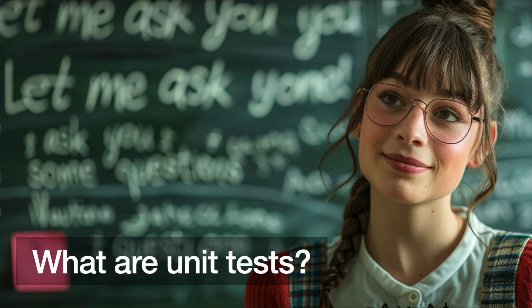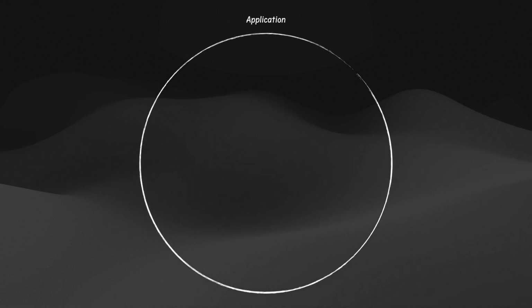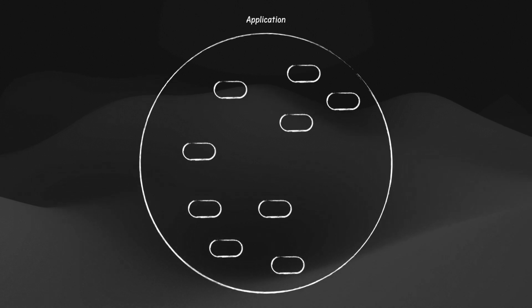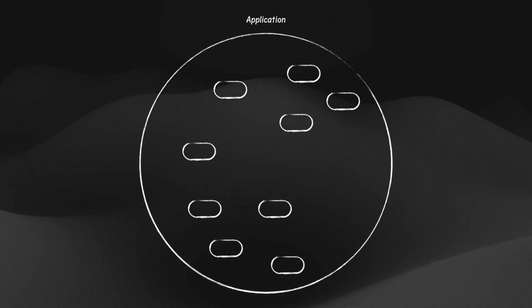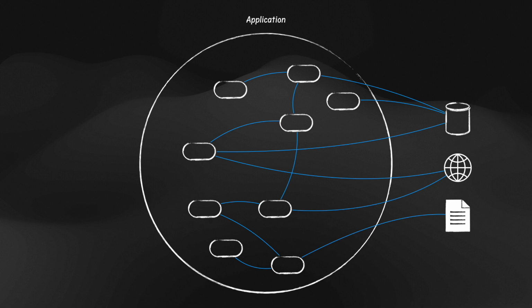So what are unit tests? When we practice test-driven development, we create unit tests. But what are unit tests? So let's take a look at what unit testing is. Imagine this circle is the code of our software application. In an object-oriented programming language, our application is composed of objects. These objects have different responsibilities to do different things in our code. But they don't work in isolation. They call other objects to do things for them. They also depend on external resources like databases, services, and files to get things done.